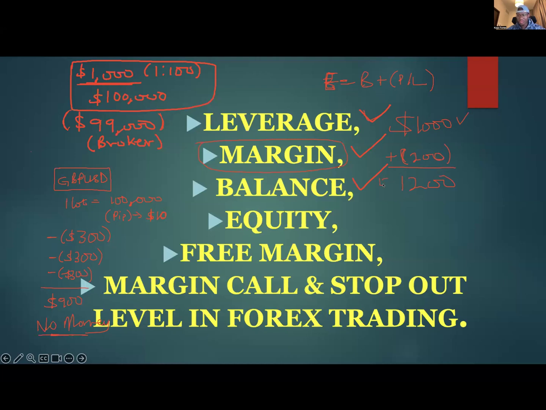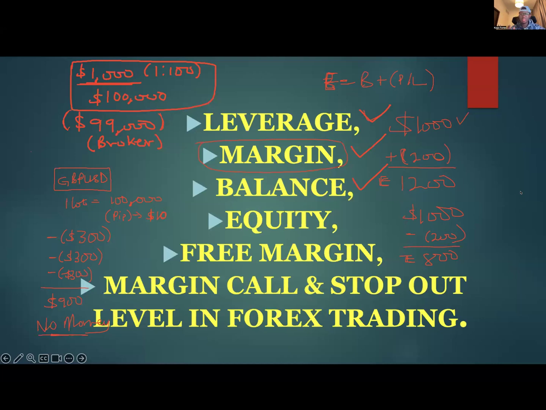Your equity is going to show what? 1,200. But let's say you have the same $1,000 capital, which is your balance, and then you have negative $200 running as loss, right? Guess what? Your equity is going to show what? 800, right? Your equity is going to show 800. Do we understand the aspect of the balance, the equity? Do we understand the aspect of the equity? Let me know, guys, if you understand equity.